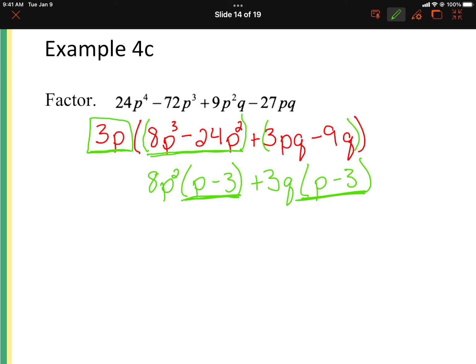Okay, so now I still have this p minus 3, right? 8p squared plus 3q is left. Yeah, that's right. Drag down that 3p in front. Excellent.